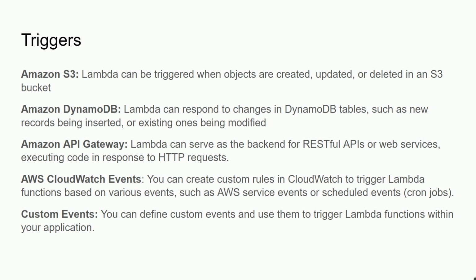You can create custom rules in CloudWatch to trigger a Lambda function based on various events such as AWS service events or scheduled events or cron jobs. Custom event, you can define custom events and use them to trigger a Lambda function within your application. So these are the triggers with which we can use the Lambda functions.